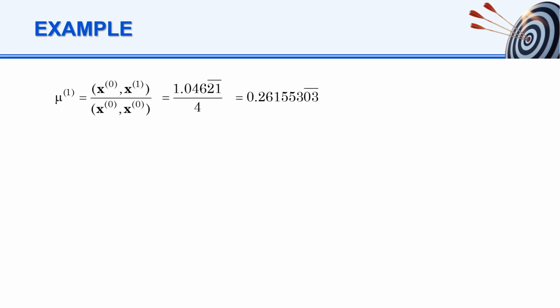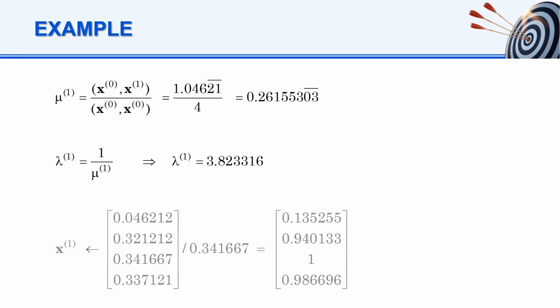The inner product of eigenvector estimates x0 and x1 yields 1.046 repeating 21, while the inner product of x0 by itself gives 4, from which mu and lambda can be calculated as follows. The current eigenvector estimate is normalized with the infinity norm before the next iteration step.